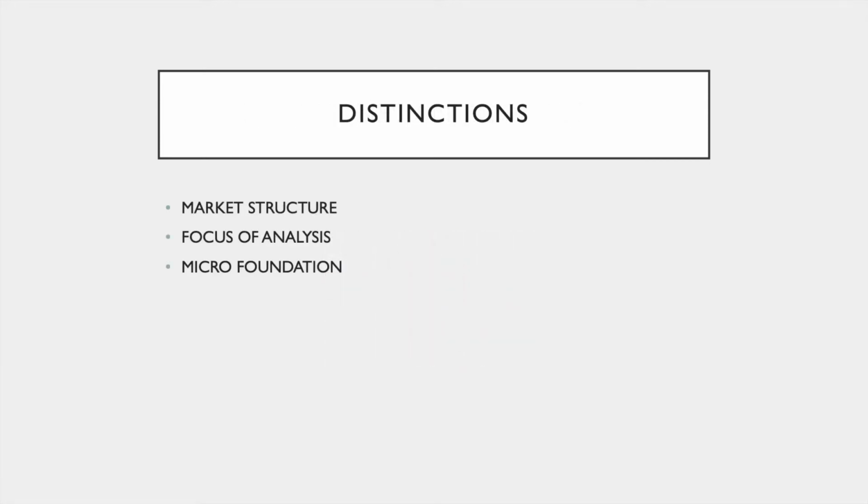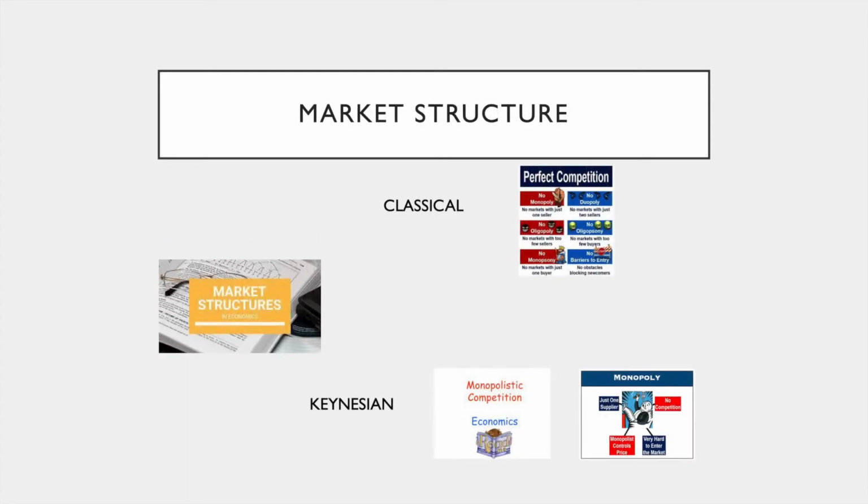Now I'm going to talk about the distinctions between classical school and Keynesian school. The topics are market structure, focus of analysis and micro foundation. The first one is market structure. In classical schools, the market is perfectly competitive. They believe the market has an invisible hand that performs best with minimal intervention from government. On the other hand, Keynesian schools assume imperfect competition, which may cause problems like monopolies or monopolistic competition.